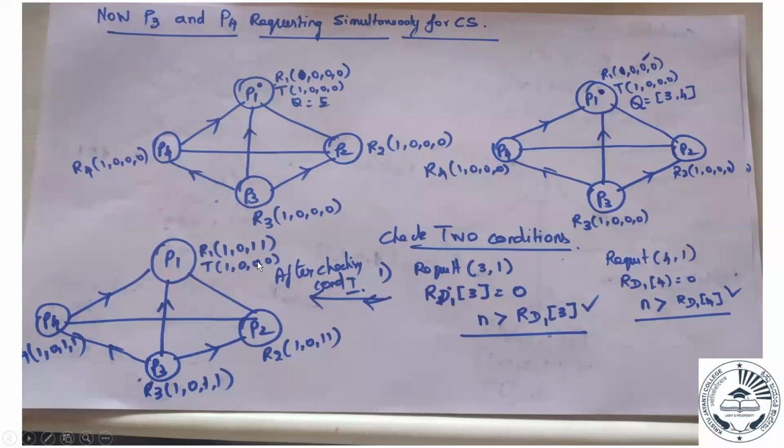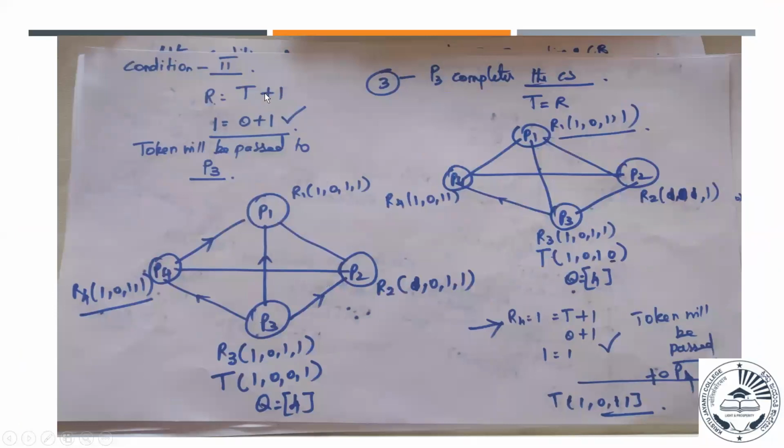So R is equal to T. Okay, R is equal to T plus 1, 0 plus 1. So the token will be passed to P3. Okay, the token will be passed to P3 now. So when you come here, you can see this diagram. P3 got the token now, and you can see the token value is 1, 0, 1, 0.